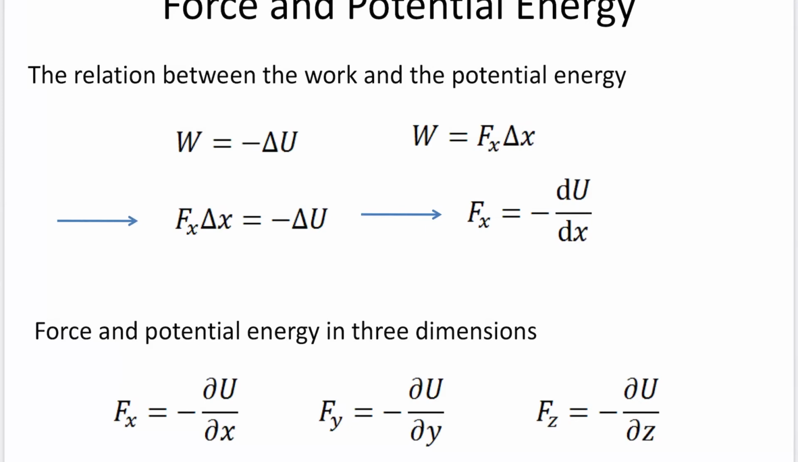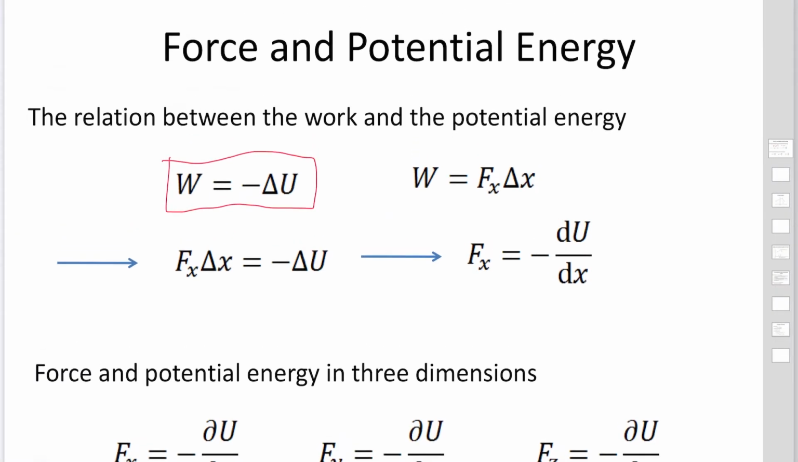In this section, I'd like to show the relation between the force and the potential energies. Potential energy is related to the work. Work is equal to minus delta U, so minus U sub 2 minus U sub 1. The work also can be calculated as F sub x times delta x. So these two are exactly equal. This means F sub x delta x is equal to minus delta U.